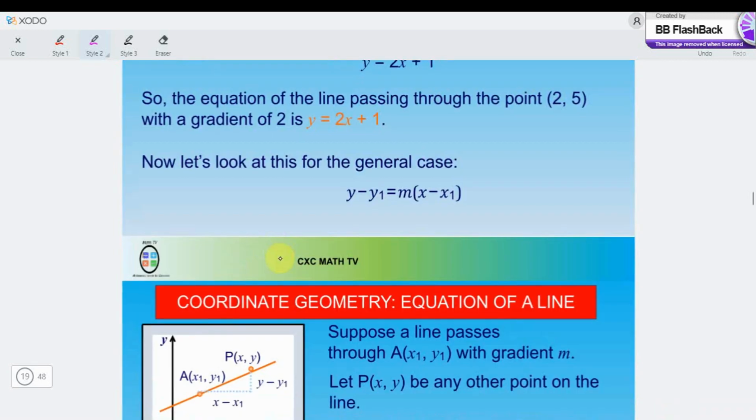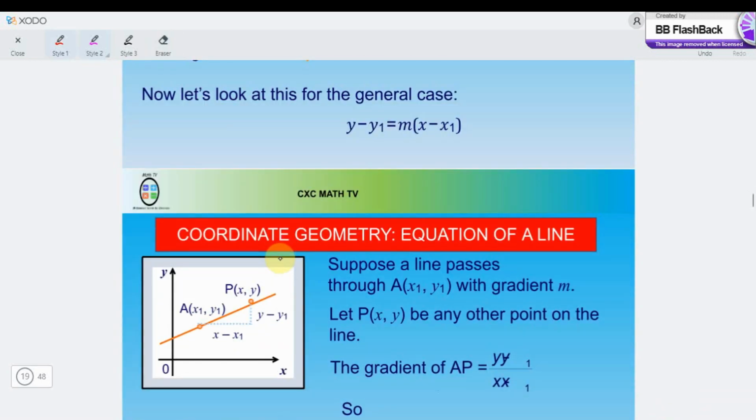So the general case now, this is another way of finding the equation of a line. I didn't want to get into it because sometimes this one is usually complicated. We use the equation y minus y1 or yp equals gradient in bracket x minus xp, where yp and xp are known points on the line. That's it.